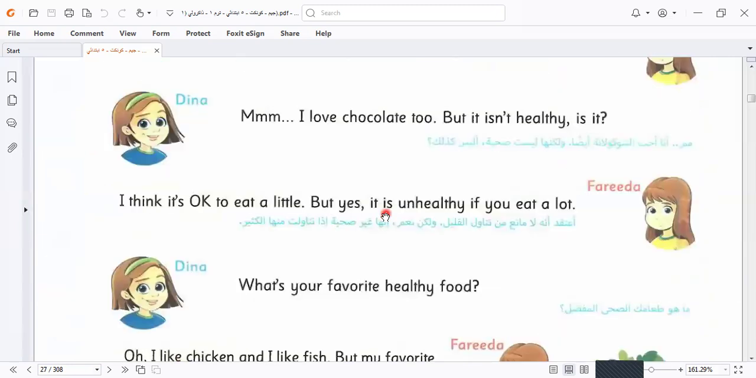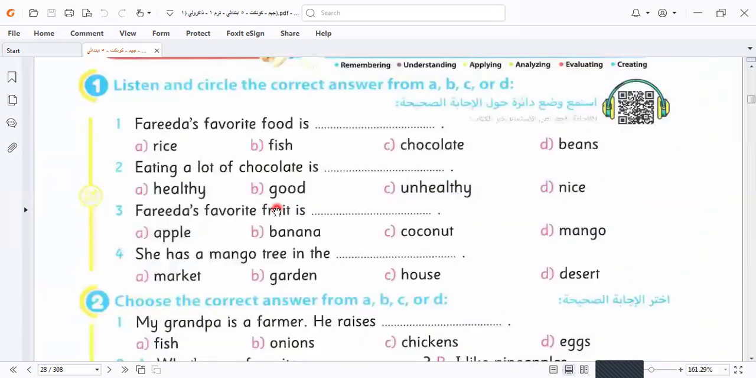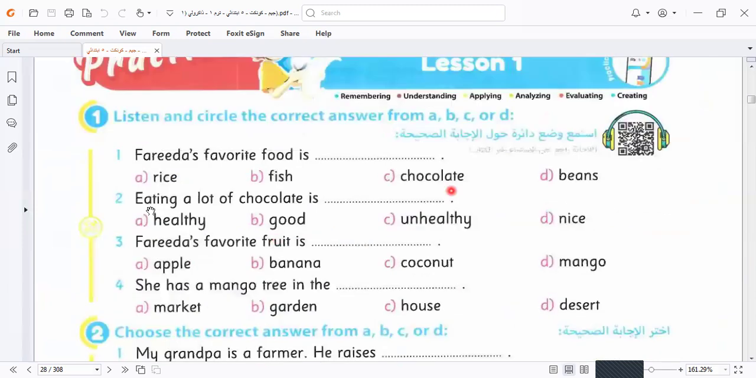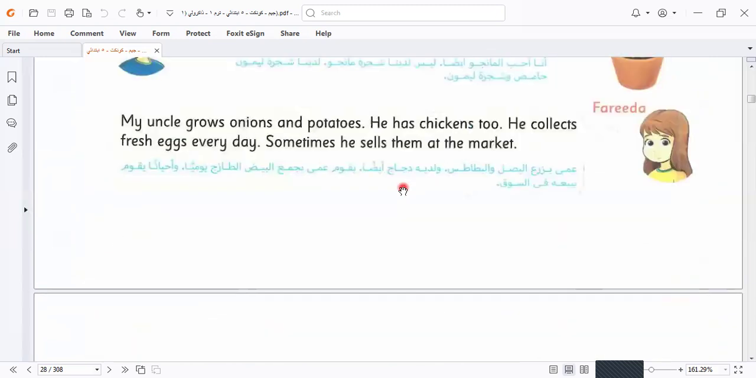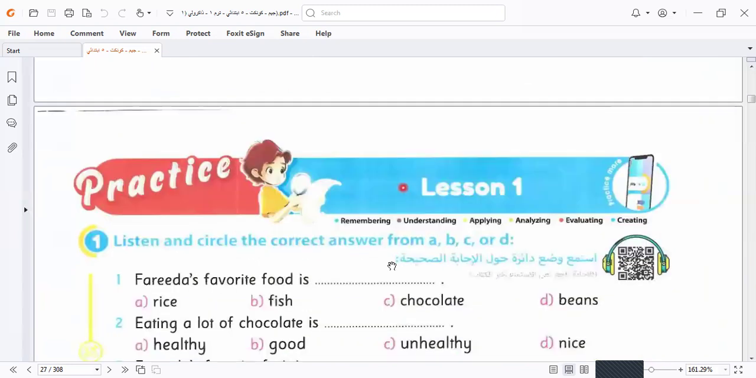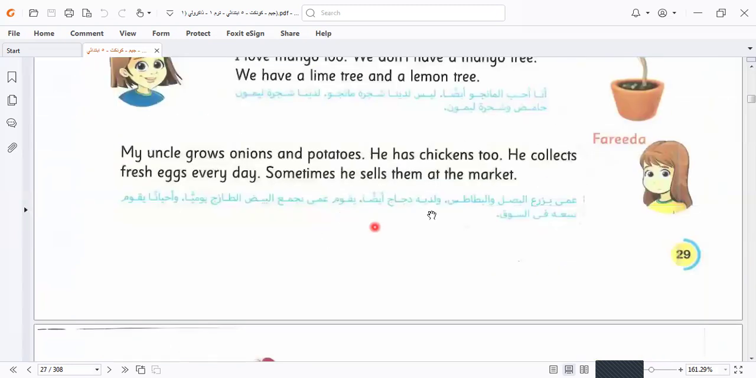You can say here, what's your favorite? Chocolate. So Farida's favorite food could be chocolate. Eating a lot of chocolate is what? It's unhealthy. Yes. Farida's favorite food is what? Let's find out from the text. Farida's favorite food. So what's the favorite food that Farida likes?